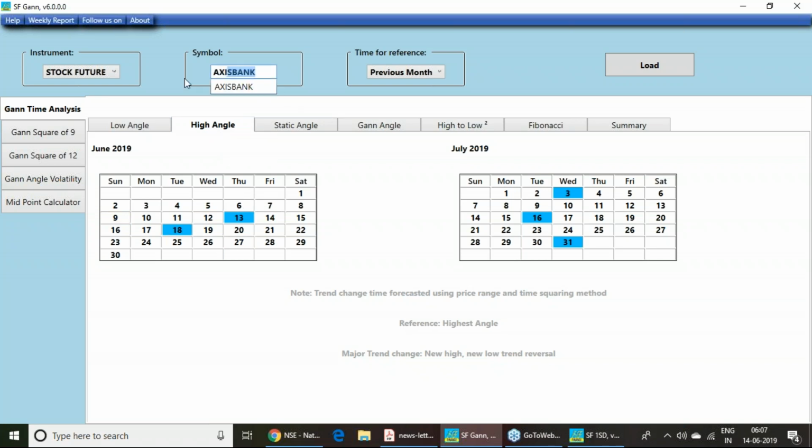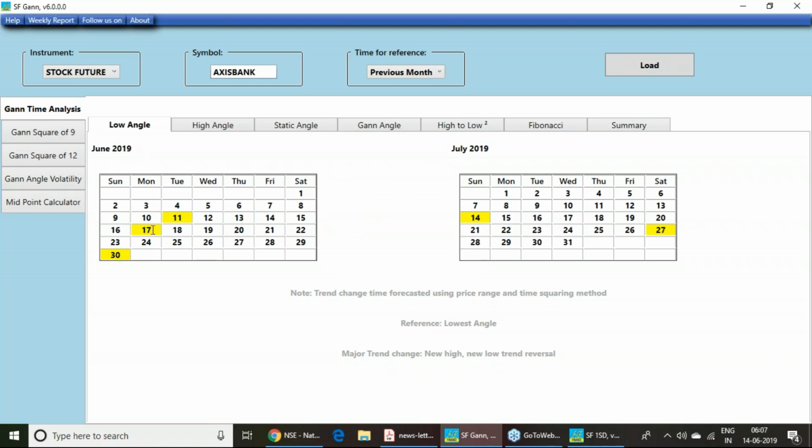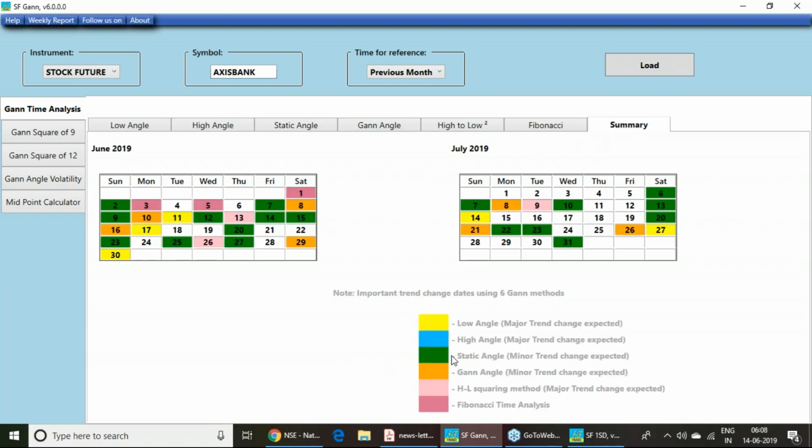Suppose I am going for Axis Bank, and want to calculate the trend reversal date. This too will give me the trend reversal date for Axis Bank for the month of June. So here 11th, 17th and 13th, 30 April, and the high angle also we are getting some 1121, and the summary also will get all the data here.